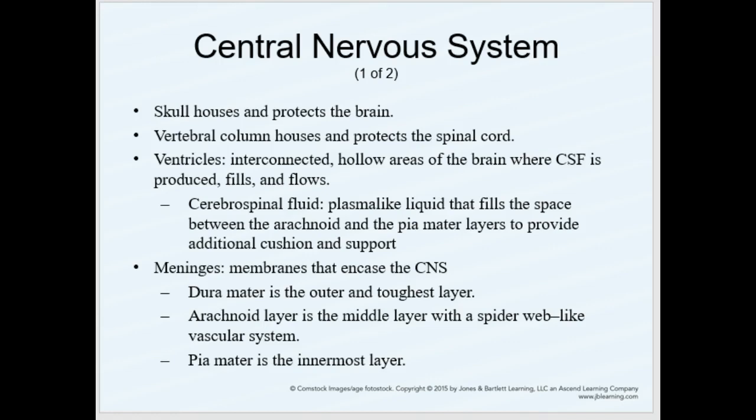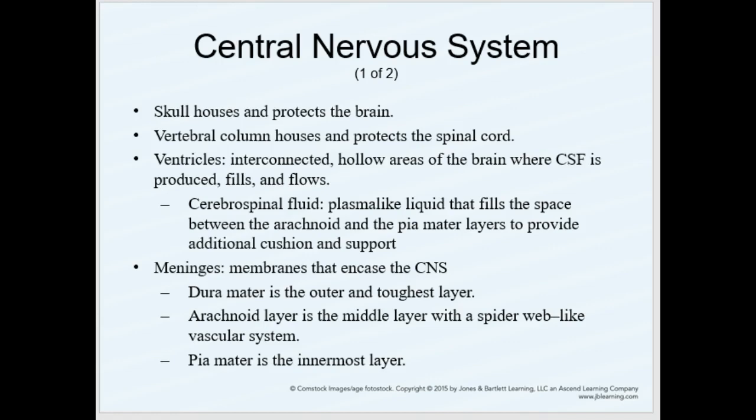Pia mater is the innermost layer, and it's actually right on the brain, and it's right on the spinal cord. If I were to dissect out a brain or a spinal cord, I would actually have to take a scalpel and scrape it to show you the pia mater. It's a single layer of cells that's right on the brain or the spinal cord itself.